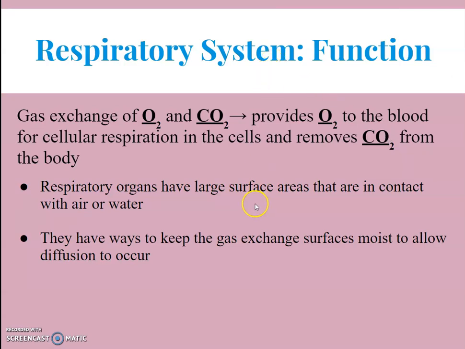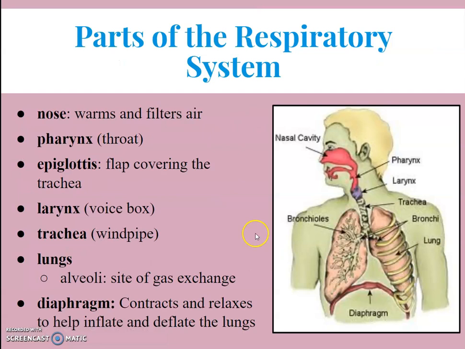We know that the respiratory organs have large surface areas that are in contact with either air or water, depending on the type of organism you are. We are with air. Things like fish are in contact with water. And then they have ways to keep the gas exchange surfaces moist to allow that diffusion to occur. So having some type of moisture in there does help the gas exchange to occur.